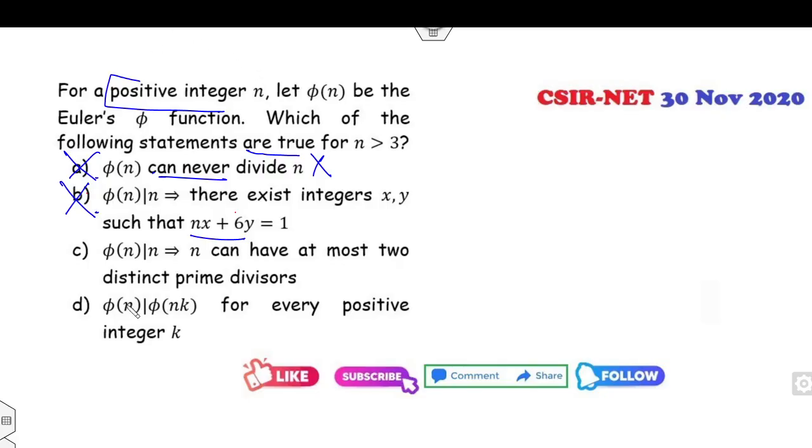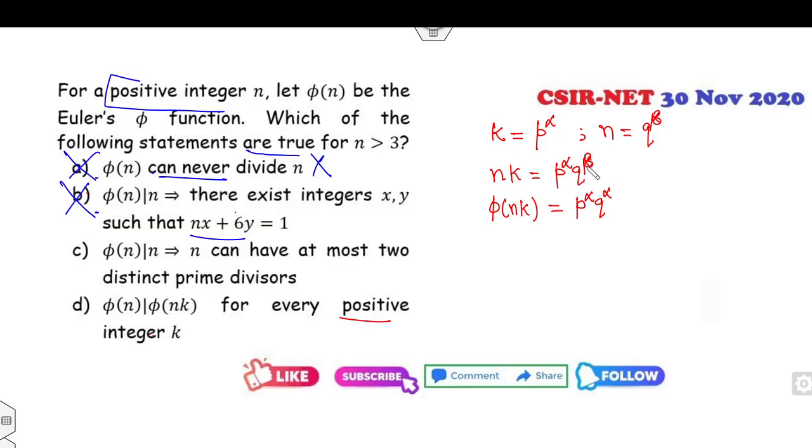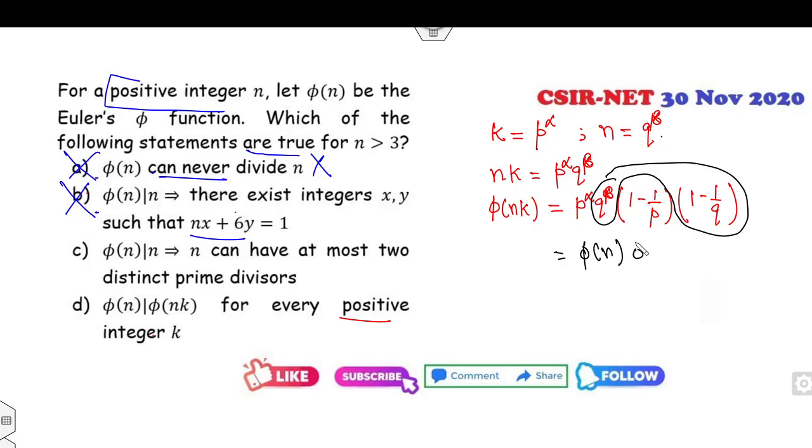Okay, firstly, I can think about the last option. For every positive integer k, if k is any positive integer, I can write this in terms of p raised to power alpha, where p is a prime number. If n is a composite number, then I can write it as q raised to power alpha. Then what is n into k? p raised to power alpha into q raised to power alpha. What is the phi of nk? Phi of nk is p raised to power alpha, I can choose it as beta, times 1 minus 1 over p, 1 minus 1 over q. And clearly what is this number? This number is phi of n. So clearly it is divisible.